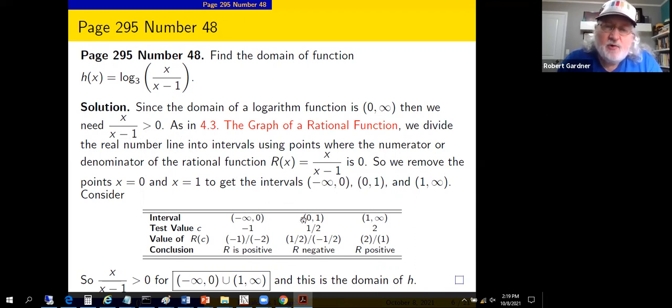It's on this interval and this interval. So the domain of this function in interval notation is negative infinity to 0, union 1 to infinity. That's the domain of this log function. So there's revisiting an old idea, finding domains, with a new twist. We found something else we can't do. We can't take logs of 0 and we can't take logs of negatives.